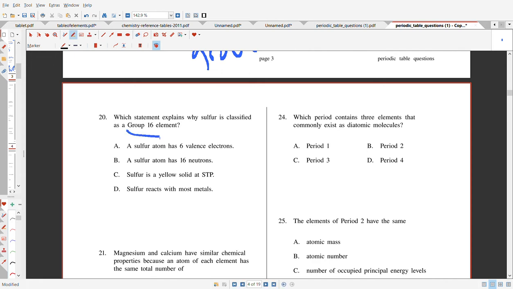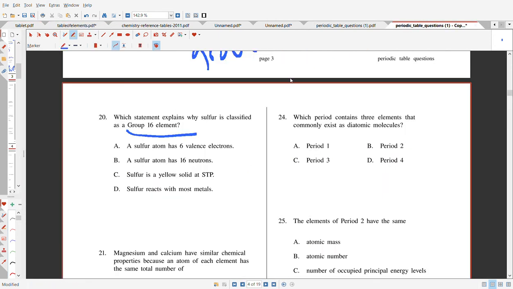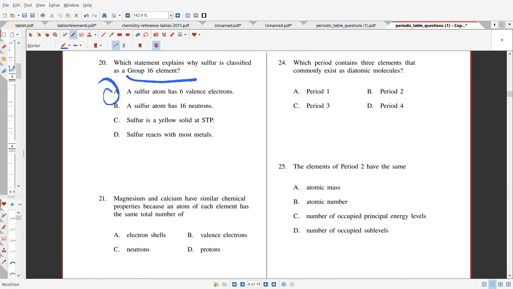Why is sulfur group 16? Let's look at group 16. How many valence electrons does sulfur have in group 16? That's the last number. It has a 6. So let's see if that's a choice. 6 valence electrons right there.